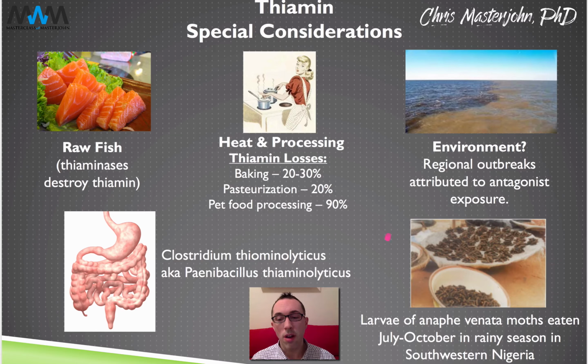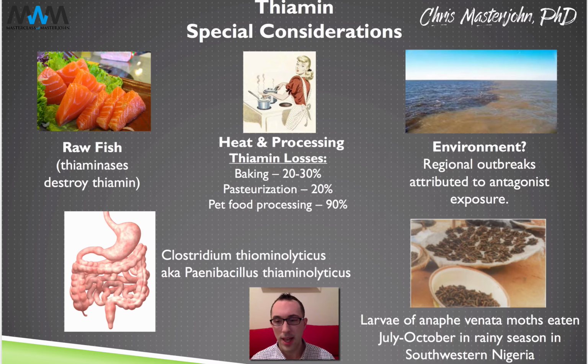moth whose larvae is eaten in the rainy season, July to October, and it has heat-resistant thiaminases that cause thiamine deficiency in this population. And the picture on the screen is of a different moth. I couldn't find one of the Anaph venata. I have no idea if I'm pronouncing these things right. But anyway, that particular moth, its larvae has been associated with thiamine deficiency.